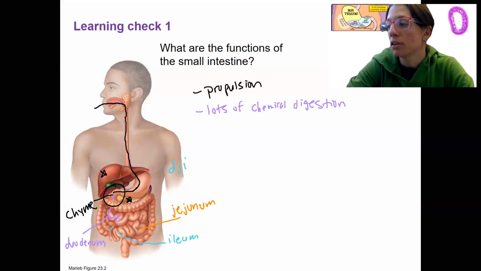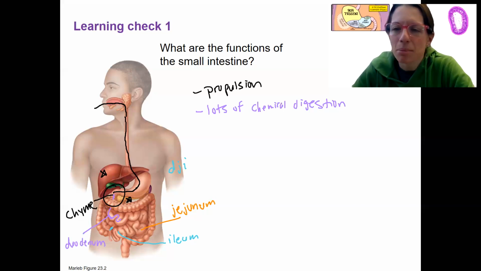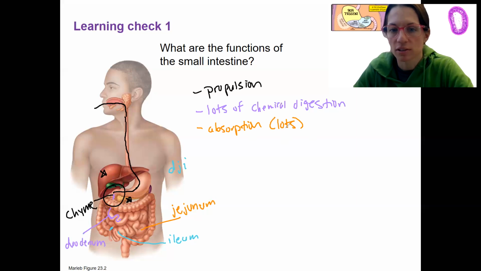We are going to have absorption as well. So let me do that in this color. Again, it's happening throughout the entire small intestine, but it does happen more as we move on, because as the chemicals start to break down, we can start to absorb them. So absorption, lots of absorption. That's going to be at the three regions, but happening a little bit later on. So nutrients are going to go to the bloodstream and then actually go to the liver first.